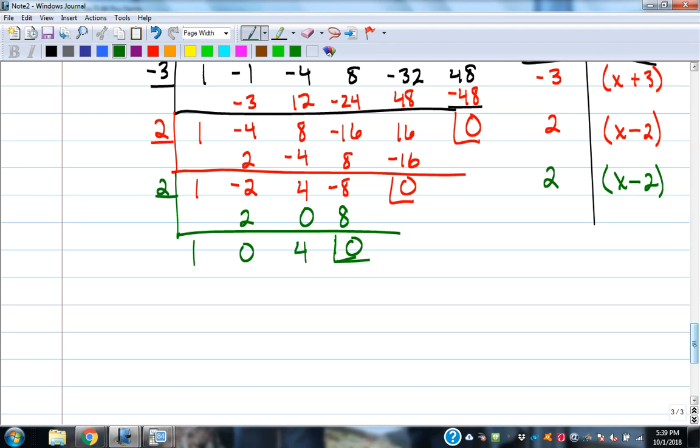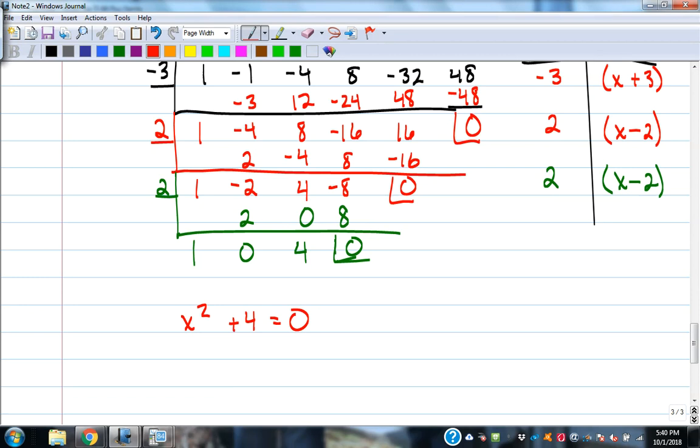2 does not work again for this one. If I try to run a 2 through this with synthetic, let's say I thought, well, maybe 2 worked 4 times. If I ran a 2 through right here, and that's positive 4, that doesn't get me a 0 as the remainder. So that's how I know that 2 doesn't work again. Okay, so I'm back to here. This is x squared plus 4 as a quadratic. I'm going to set that equal to 0 and solve it.